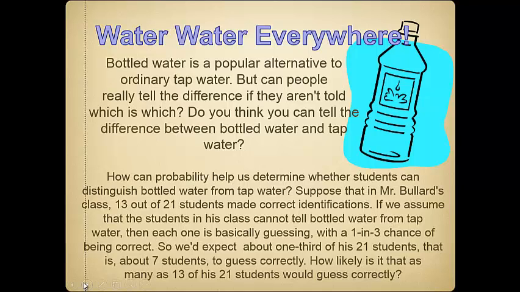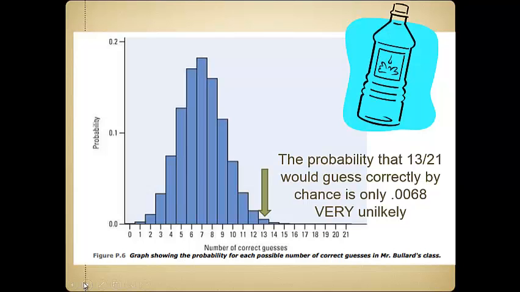So it's a very important concept that you understand when we're looking at inference, when we're looking at probability with our statistics, is to see how unusual it would be that 13 out of these 21 students would guess right if actually there wasn't even a difference between the 3. How likely is it that as many as 13 of 21 would guess correctly? So we can figure this out by plotting a graph. Now this graph is not what happened in Mr. Bullard's class. This is what should happen in the long run.